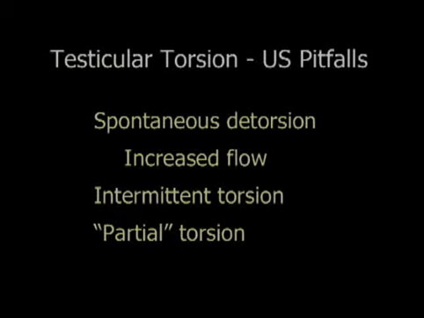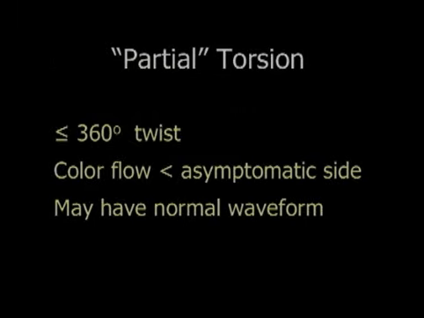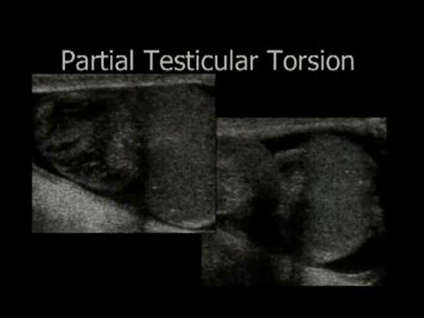So what are some pitfalls in torsion? Well, there's spontaneous detorsion. Again, if you have a bell clapper deformity, you can twist and untwist, and these kids will often have increased flow, which can be confusing. Intermittent torsion and then partial torsions. A partial or incomplete torsion is generally less than a 360-degree twist. In these kids, you can have color flow, but it'll be less than on the asymptomatic side. And while your waveform may be changed, you can also have normal-looking arterial flow.